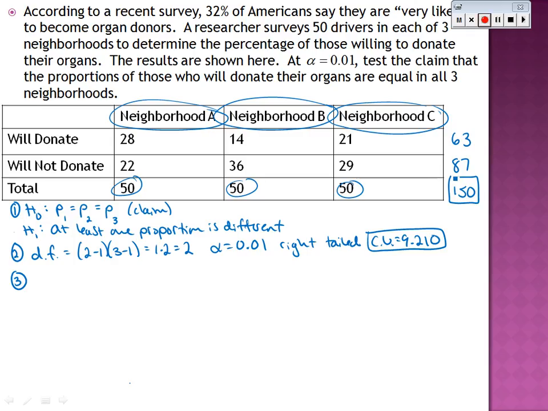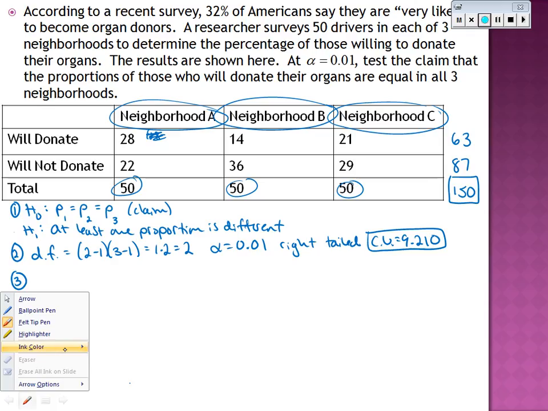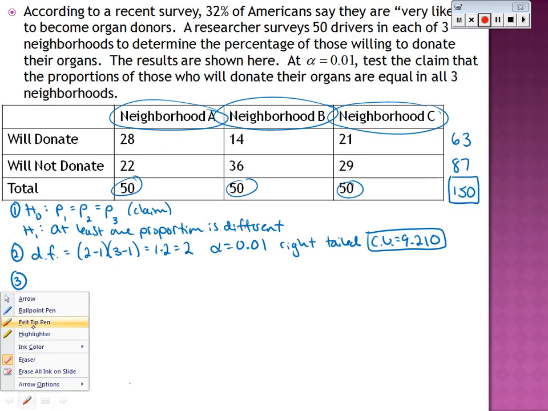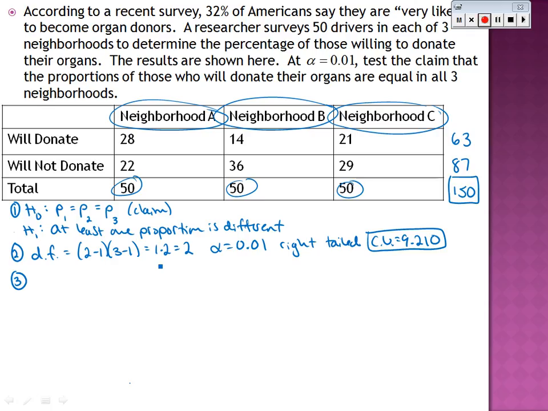So again, if you want to use the formula, you take your observed, that's the formula part. To get your expected values, same as it was with our independence test, row sum times column sum divided by grand total. Row sum times column sum divided by grand total.